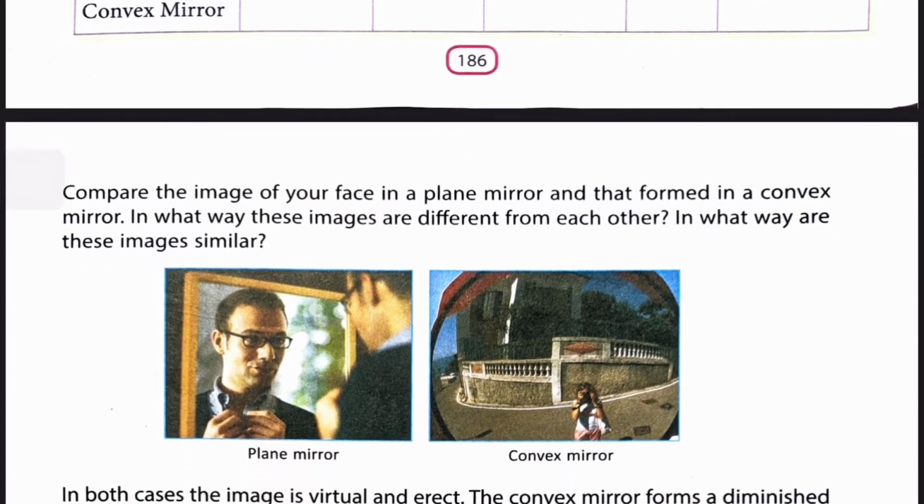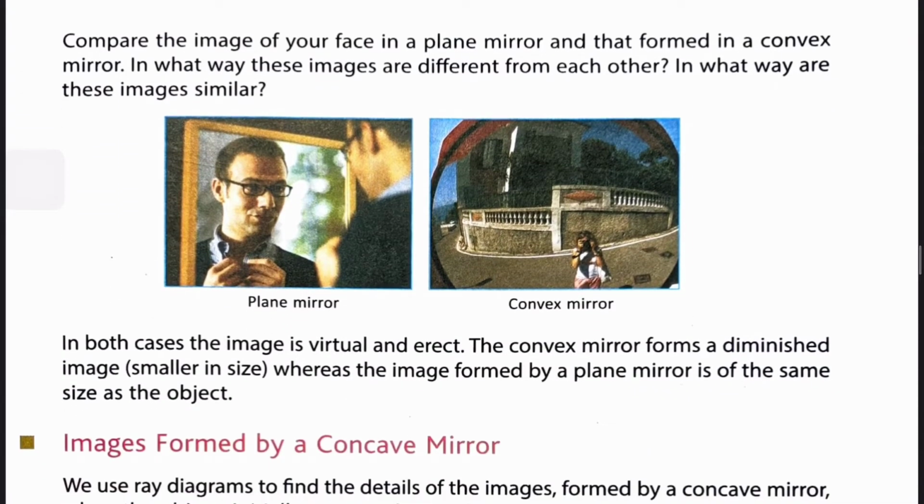Compare the image of your face in a plane mirror and that formed in a convex mirror. In what way are these images different from each other? In what way are these images similar? In both cases, the image is virtual and erect. The convex mirror forms a diminished image, smaller in size, whereas the image formed by a plane mirror is the same size as the object.